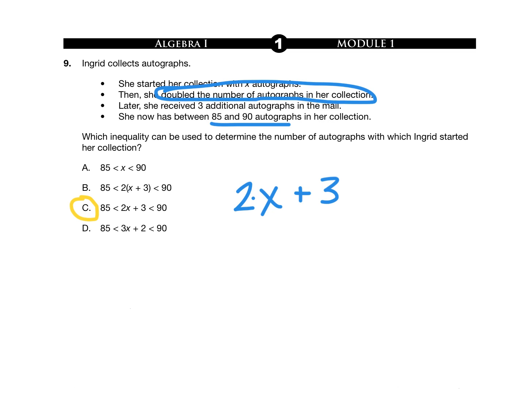And if you're not sure whether that means less than or less than or equal to, let's look at our answer choices and see if any of these make sense. When we look at our answer choices, we can eliminate A, B, and D just because they don't have the 2x plus 3. So it has to be C, because it's the only one that satisfies the information about Ingrid.